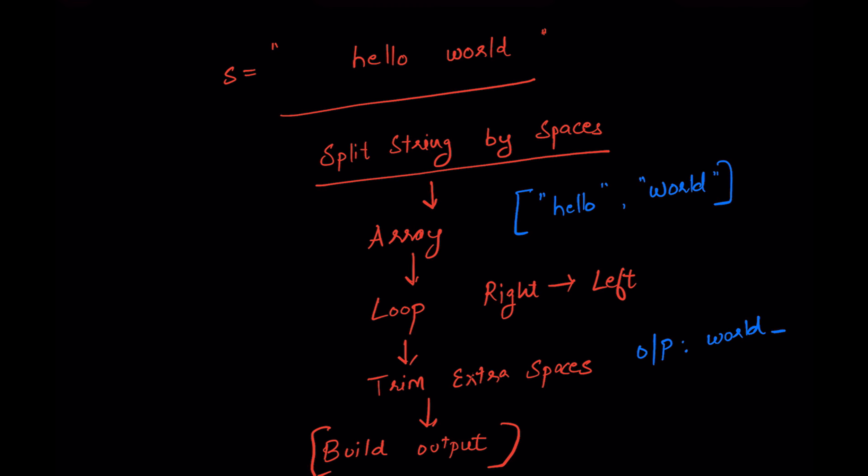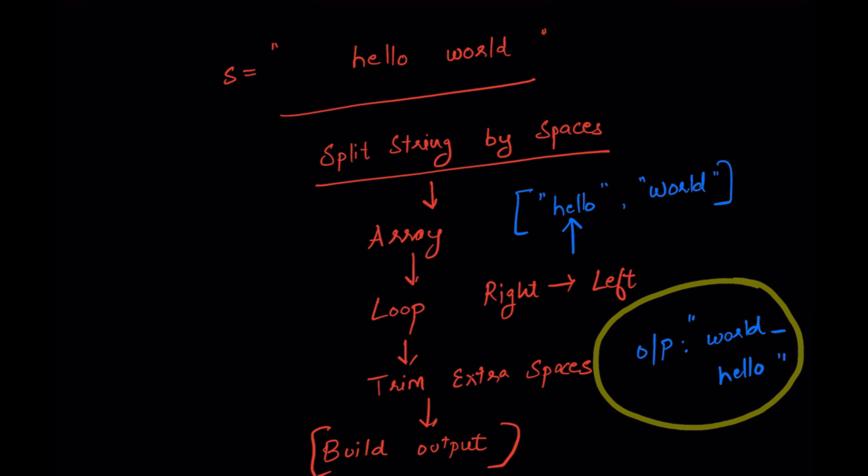Following that, we have hello world. We'll do the same, trim all of the spaces and append it to the output. When we are appending additional words, we just need to make sure we are adding space in between. Once the loop is complete, we'll have the output ready to be returned.